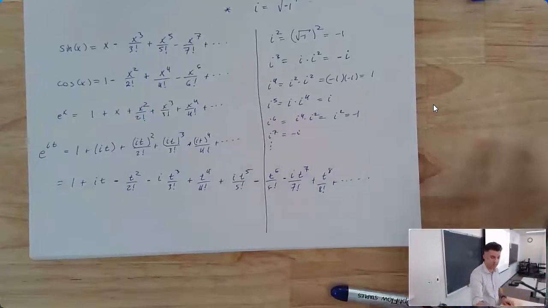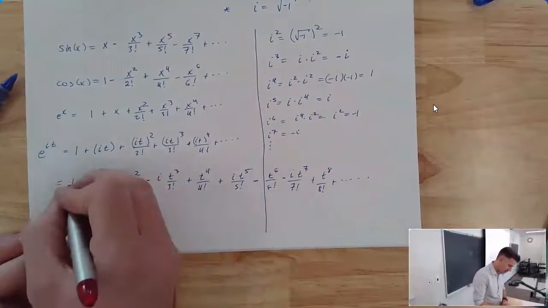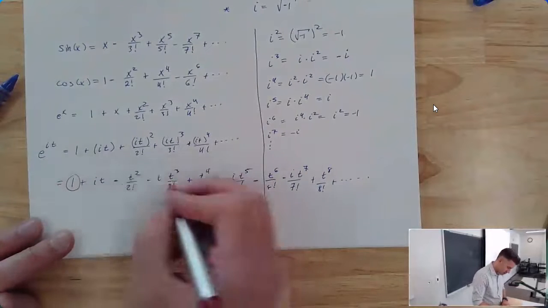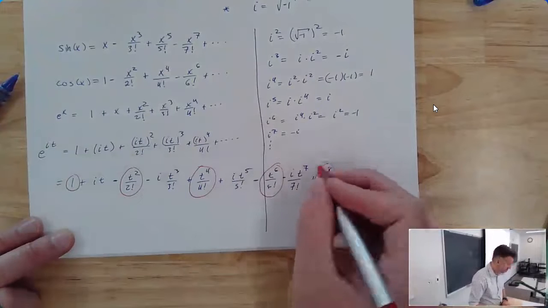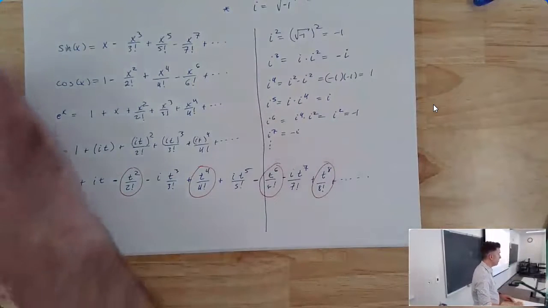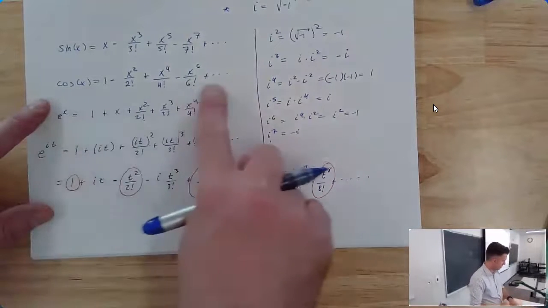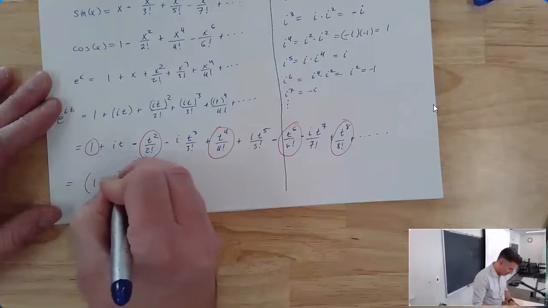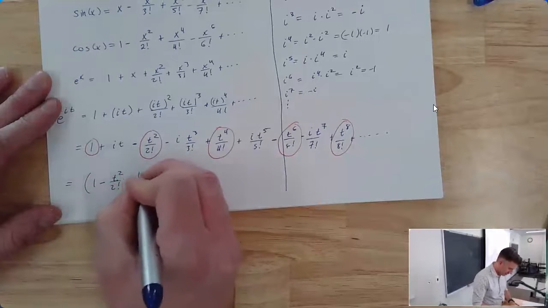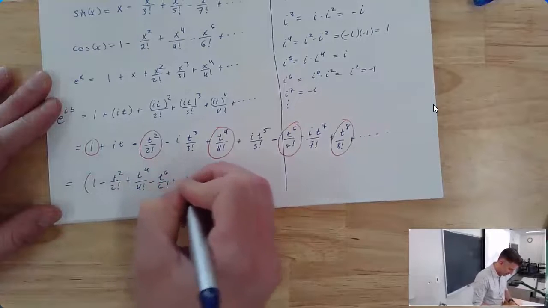Now check this out. Here's all my I terms, and all my not-I terms. All those terms don't have an I in them. Oh, look, those are all the even terms, like all the things that are showing up in cosine. So here's what we've got. We've got 1 minus t squared over 2 factorial plus t to the fourth over 4 factorial minus t to the sixth over 6 factorial, et cetera, et cetera.